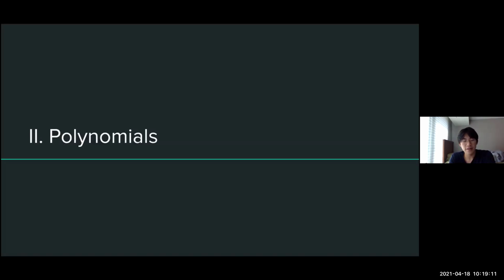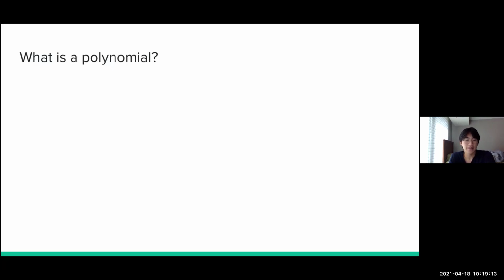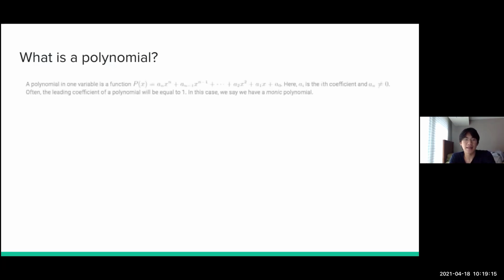All right, moving on to polynomials. So what exactly is a polynomial? Well, it's defined in one variable as a function p of x, where, as you can see here, a sub i is the ith coefficient and a sub n is not 0. So often the leading coefficient, a sub n, will be equal to 1, in which case it's called a monic polynomial.